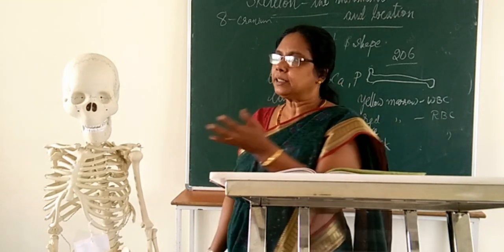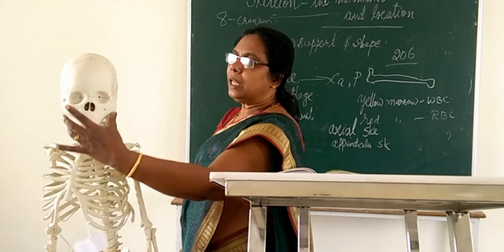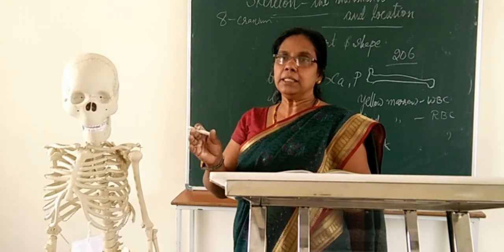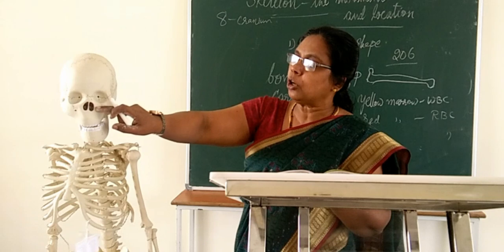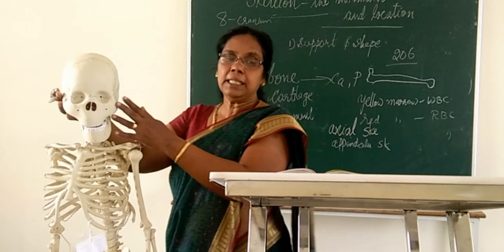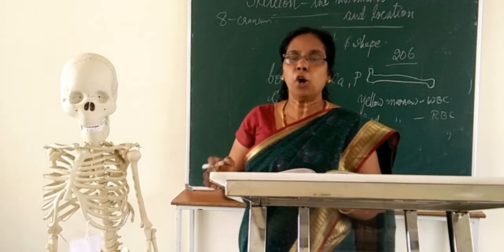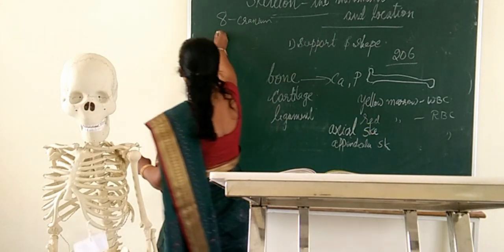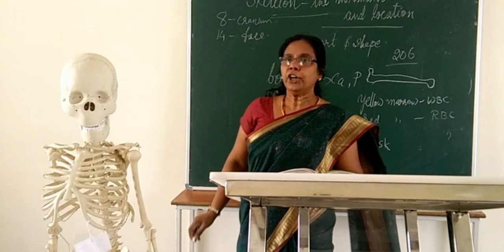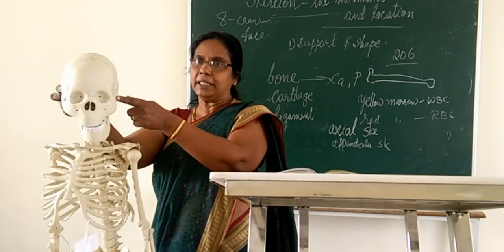The cranium is the upper part, and the lower part contains all the face bones, including the upper jaw as well as the lower jaw. These are covered by 14 bones. So the face bones are 14. Then you can see the two ears are located here, isn't it?